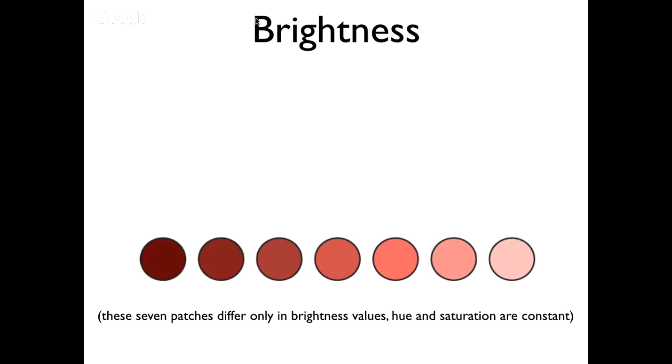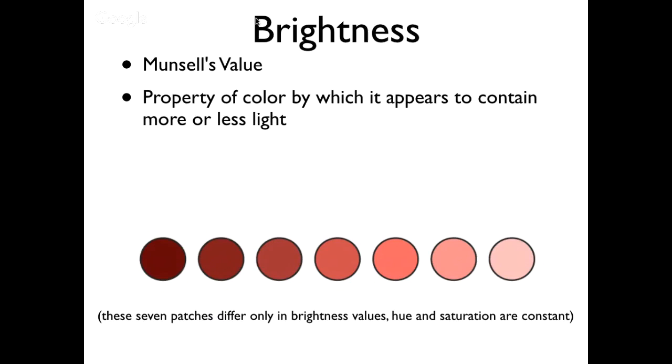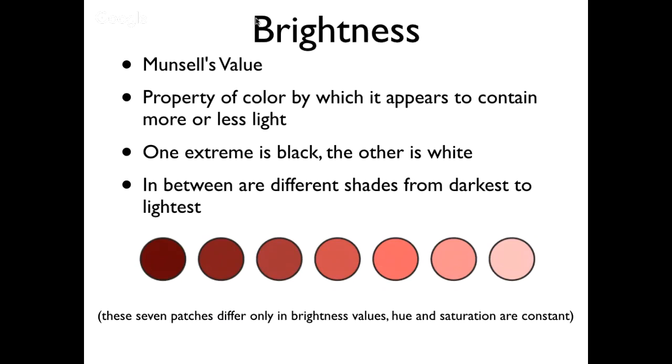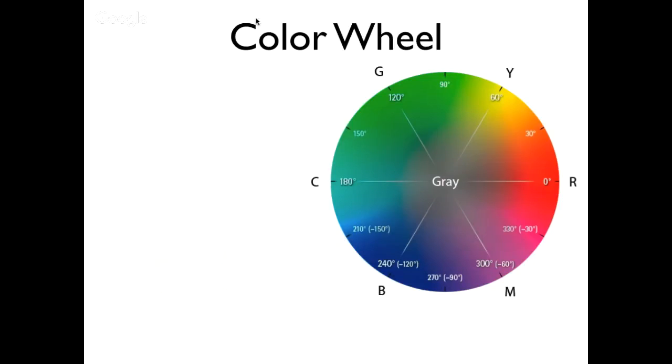Okay, and then brightness, the last of the equations here. In this case, the saturation on these is identical, the hue is identical, the only thing changing here is the brightness. Brightness is the property by which the color appears to have more or less light coming out of it. At one extreme you have black, at the other extreme you've got white. You can use brightness to adjust the colors in between the middle.